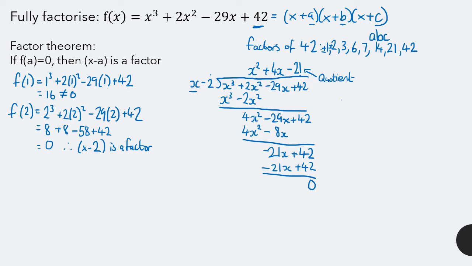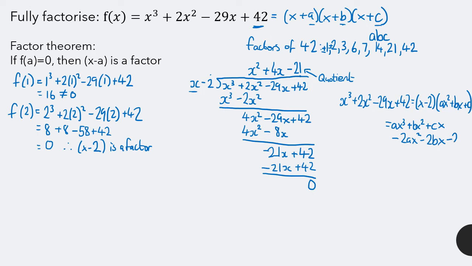Another way to do this is to write, we know that the cubic is going to be equal to the factor that we found multiplied by some quadratic. So we'll just write down the most general quadratic that we can and then multiply all of that out. So I'm going to have ax cubed plus bx squared plus cx minus 2ax squared minus 2bx minus 2c. So I've just multiplied those two brackets together.